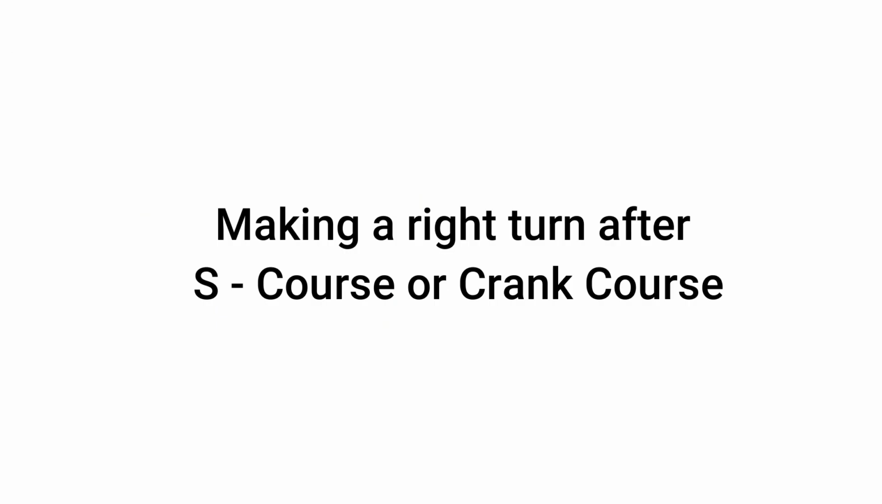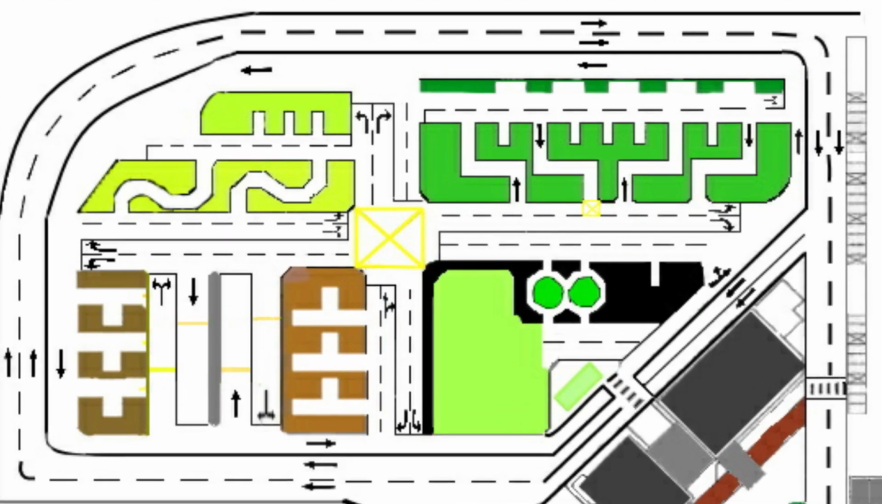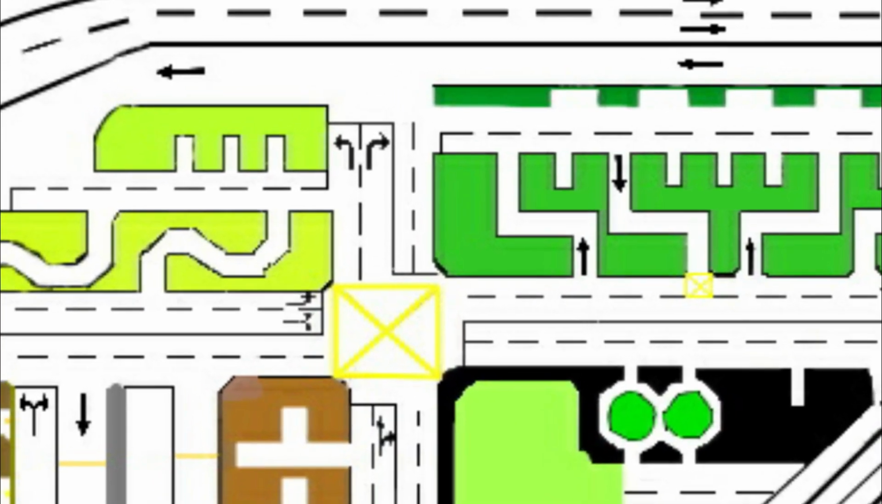Making a right turn after S-course or crank course. When asked to make a right turn, testees tend to turn to the wrong lane. You can use the center solid white line as a guide in terms of direction.